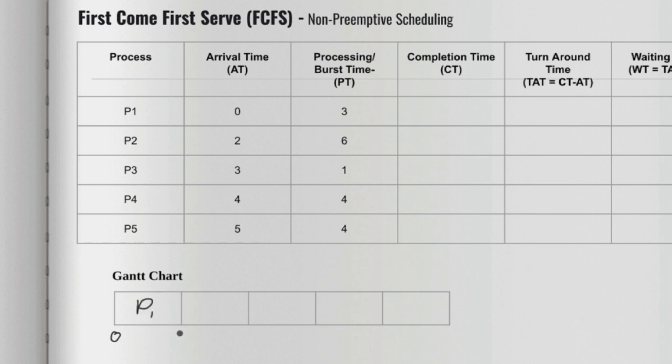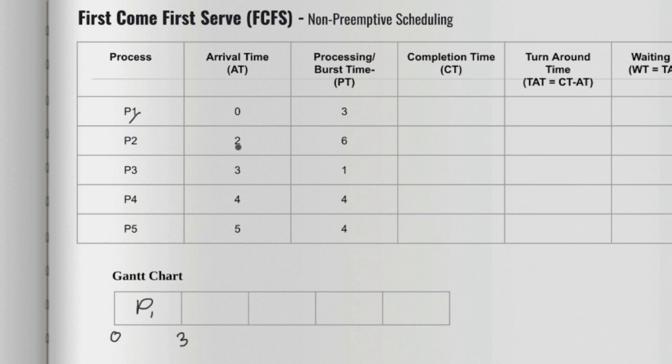Then this will run for how long? You can see that the processing time for this is 3 units of time. So this process is going to run and execute for 3 units of time, so we'll put 3 over here. Then at the time interval 3, are there any processes which have come into the ready queue? Let's take a look. P1 is done, so we can go ahead and cancel that.